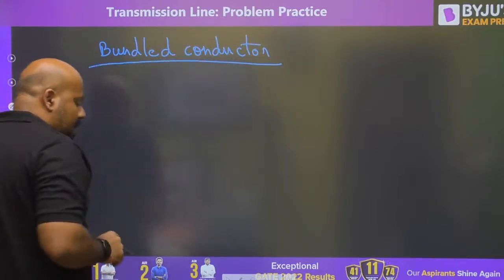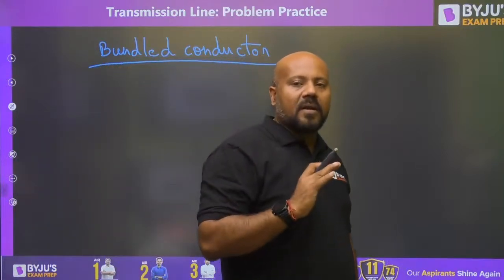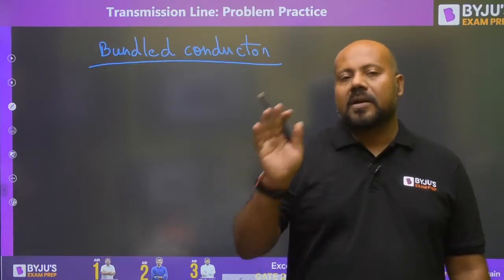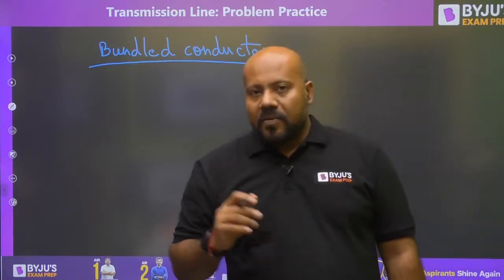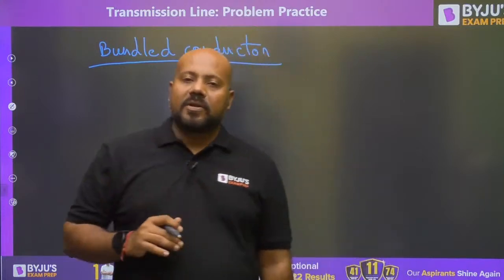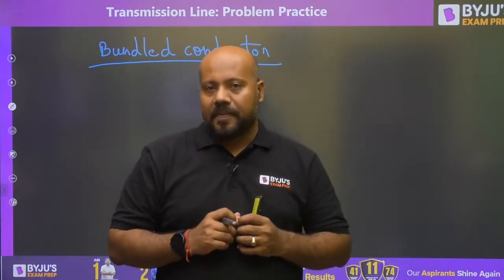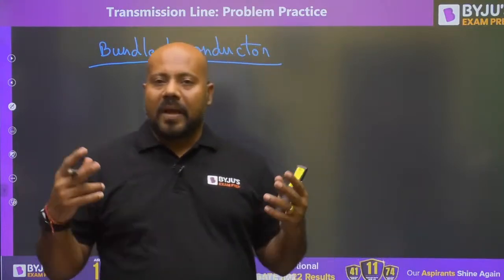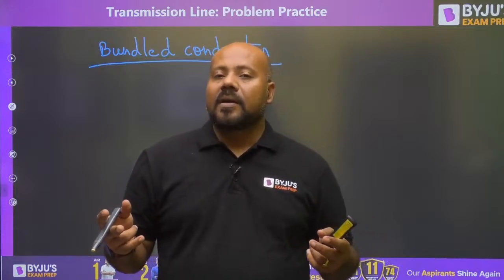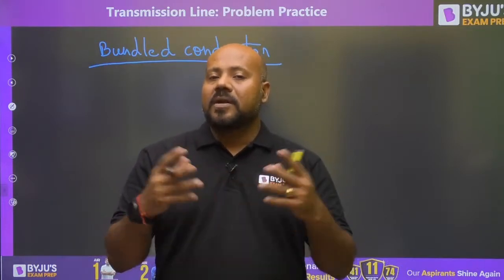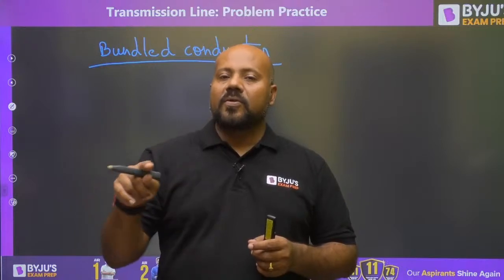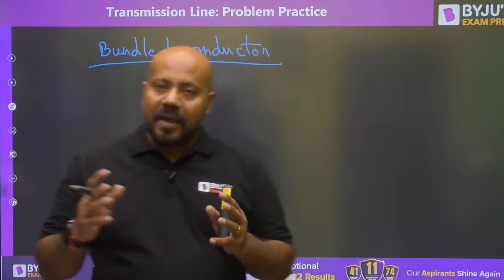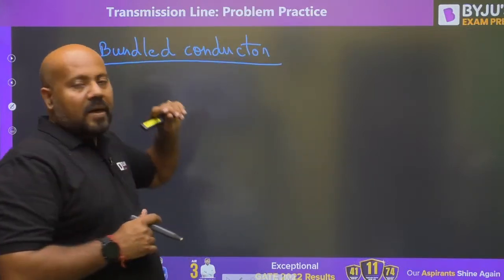Why are we going for the bundled conductor? We started with the single solid conductor. We then went to the stranded conductor, and from the stranded conductor, we went to the bundled conductor. From the single solid conductor, we went to the stranded conductor in order to reduce the skin effect. While we were trying to reduce the skin effect, we got two more problems. Mechanical strength was reduced, and the possibility of corona was increased because the surface is going to be non-uniform for the stranded conductor. In order to reduce the corona or the intensity of corona, we are talking about bundled conductors.